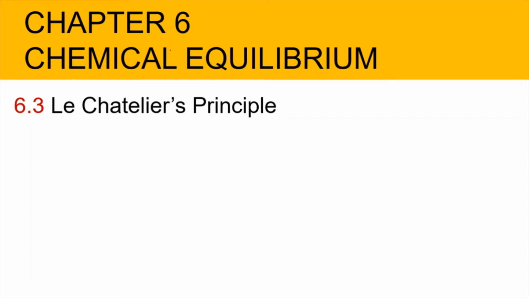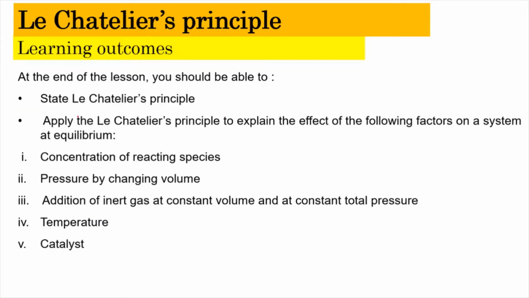So now we are in chapter 6, chemical equilibrium. And for now, we're going to look into the subtopic of 6.3, which is Le Chatelier's principle. So in this video, we're going to learn about the statement of Le Chatelier's principle, and we're going to apply this principle in order to explain the effect of the following factors on the system at equilibrium.